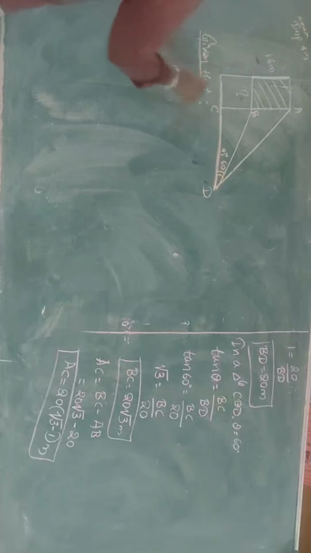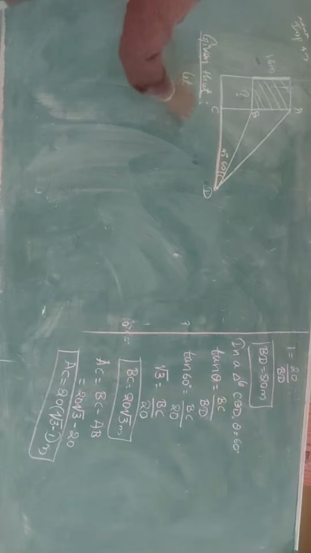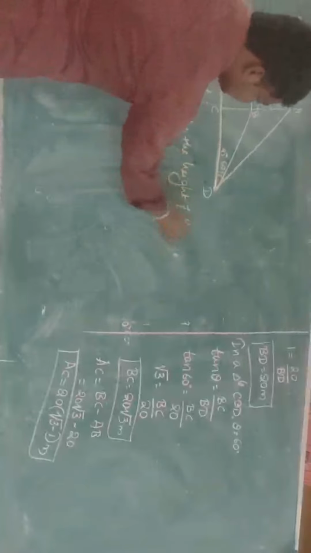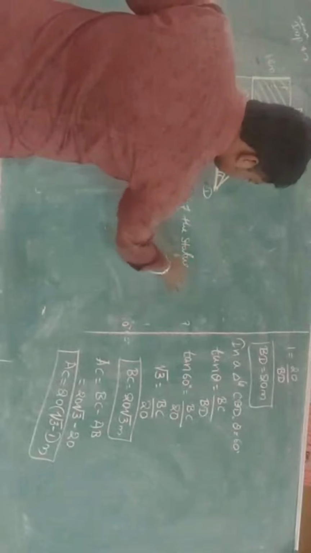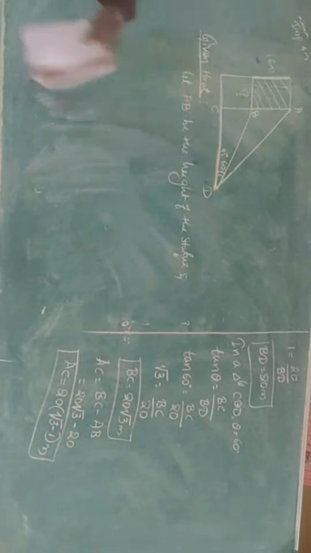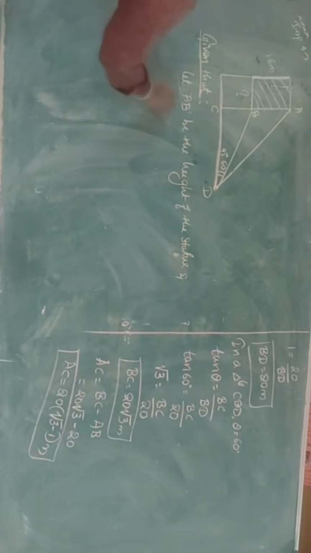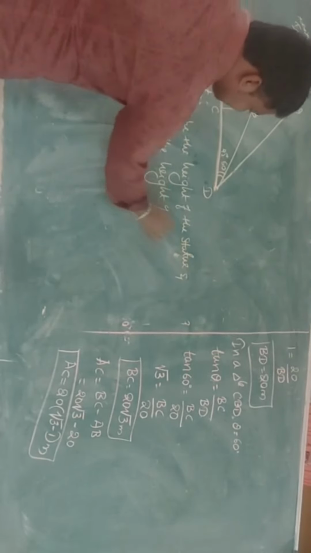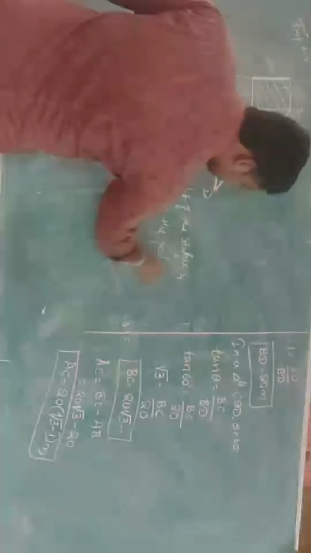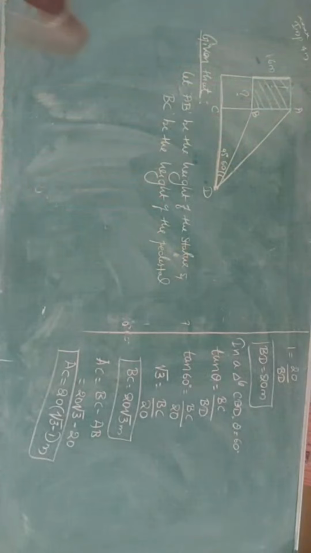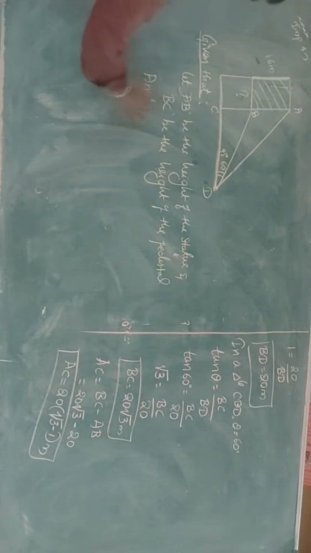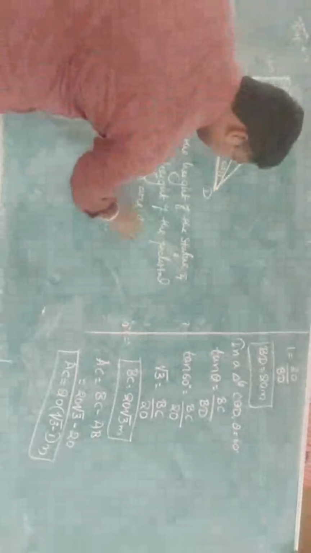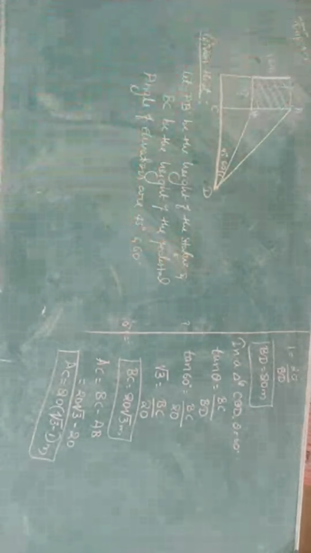Given that, let AB be the height of the statue, and that is 1.6 meters, and BC be the height of the pedestal, and the angles of elevation are 45 degrees and 60 degrees. Okay, you see here.